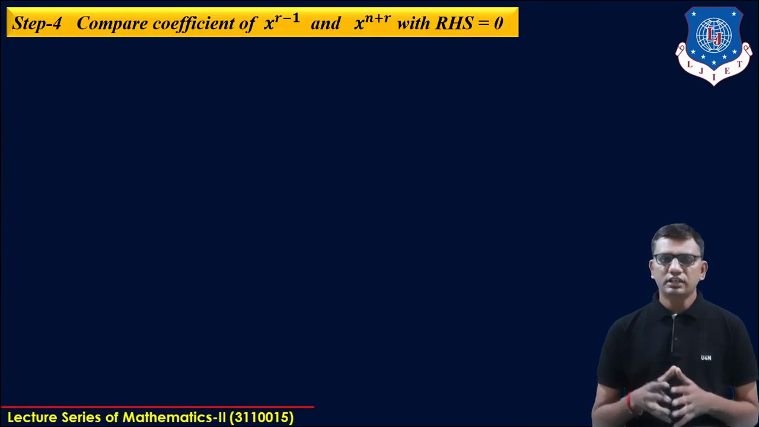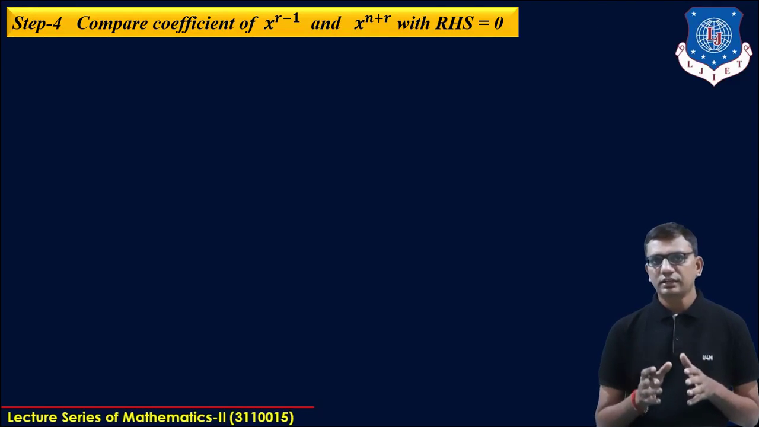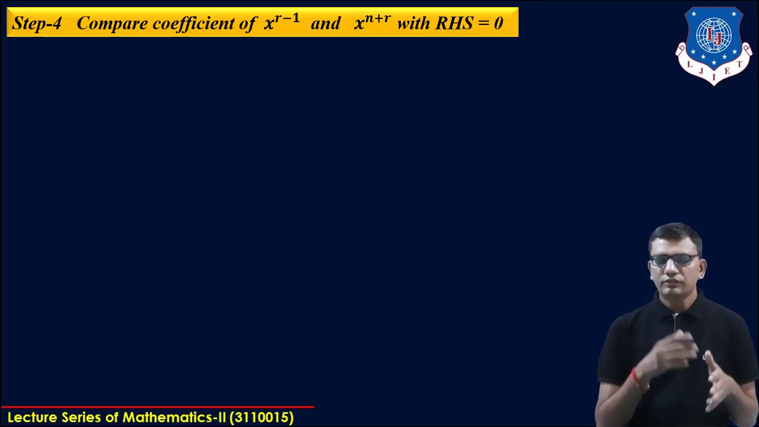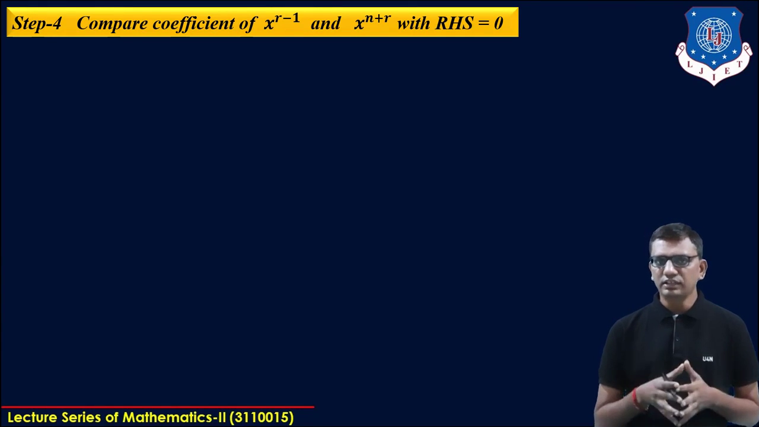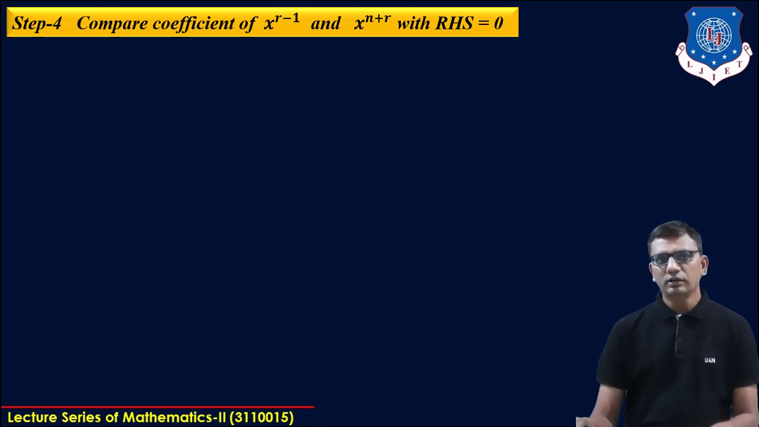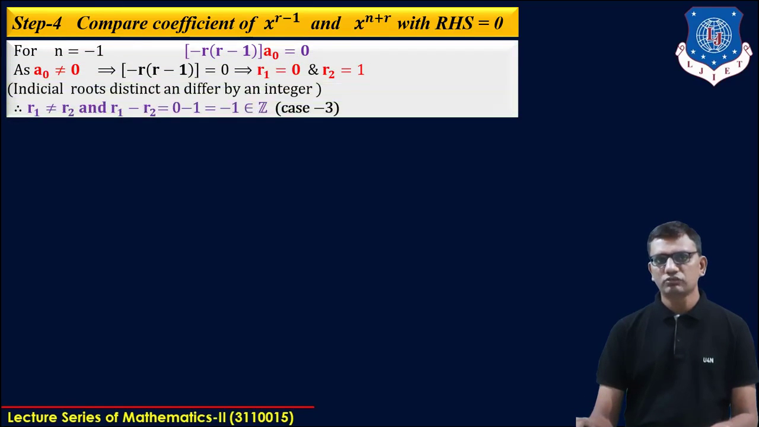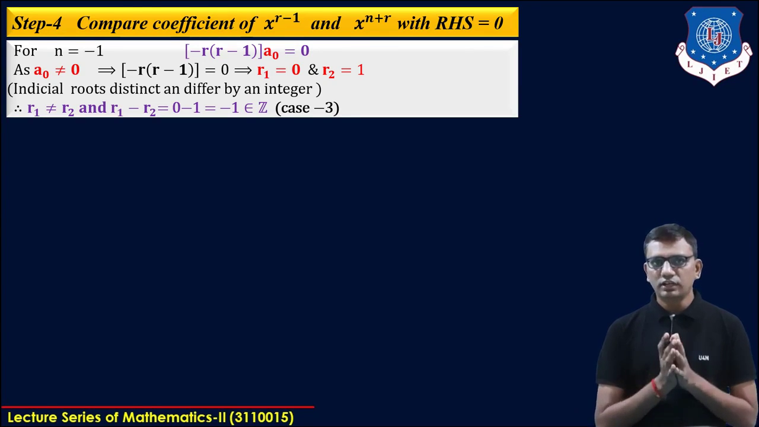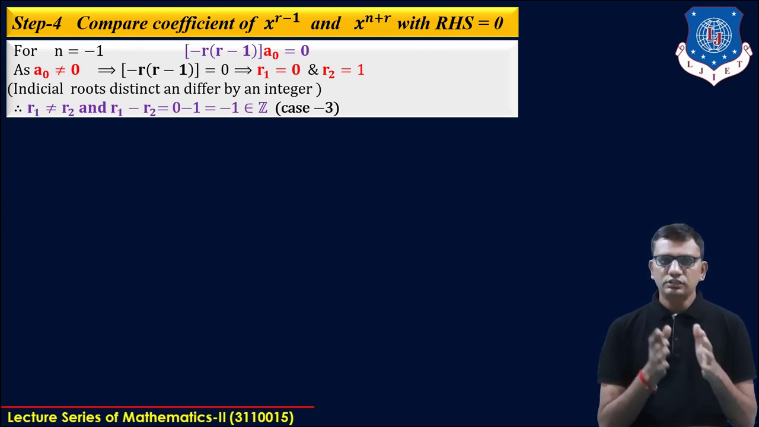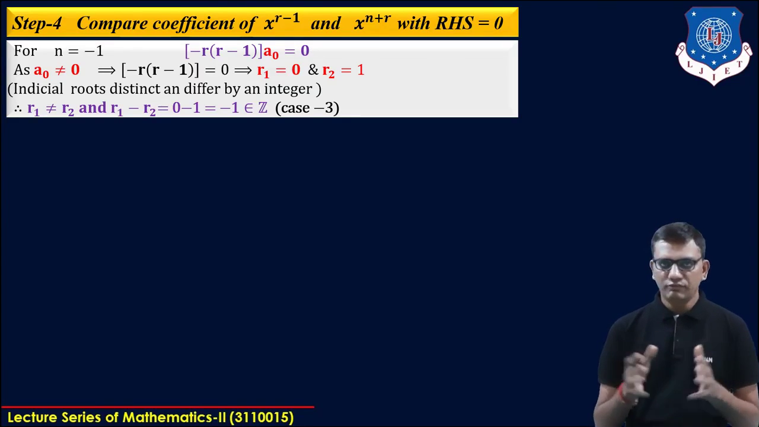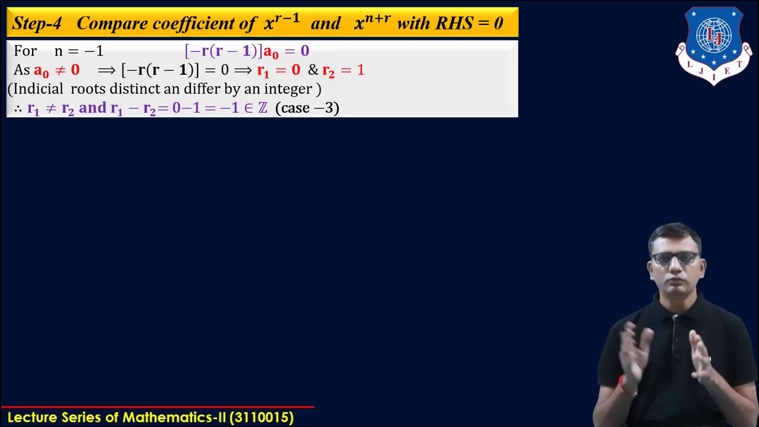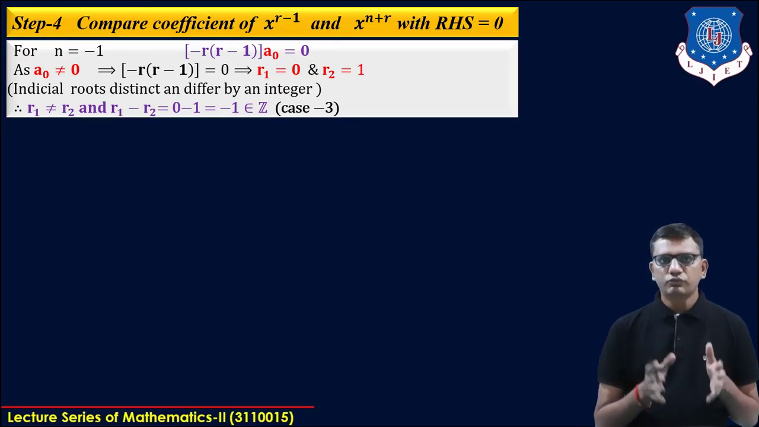Now we will find the recurrence relation by comparing the coefficient of x raised to n plus r, and by comparing the coefficient of x raised to r minus 1, we can find the initial roots because our minimum value is n equal to minus 1. After putting n equal to minus 1, we get r into r minus 1 a0 equal to 0. As we know that a0 is not equal to 0, our initial equation is r into r minus 1 equal to 0, and therefore r1 equal to 0 and r2 equal to 1 are the initial roots for the differential equation.